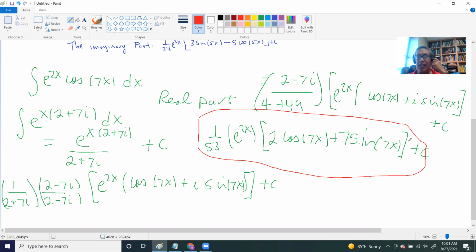So you see, I think this goes quicker than doing integration by parts.